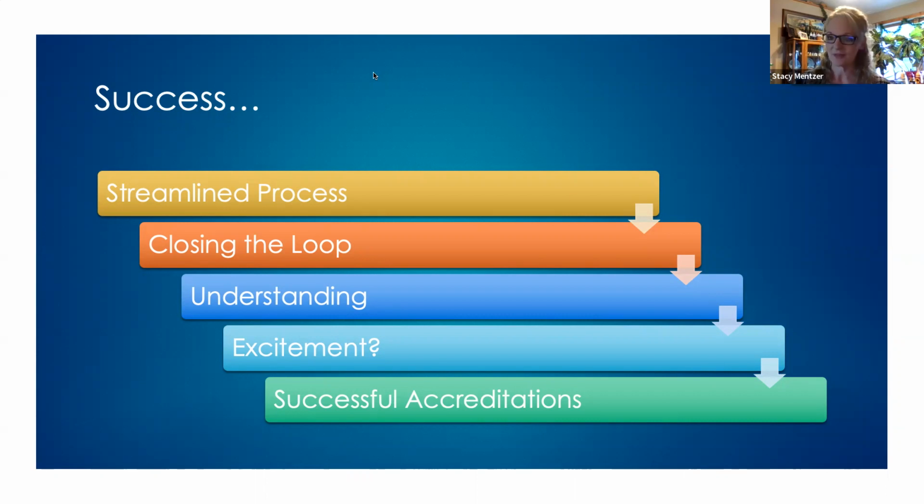I put excitement with a question mark on this slide because I'm hopeful that people are really excited about assessment. And I really think that we are. We don't get the groaning. We don't get the million questions when we hold these big activities. We do have buy-in from the lead administrative team, which is huge. And so that has really, really been helpful.